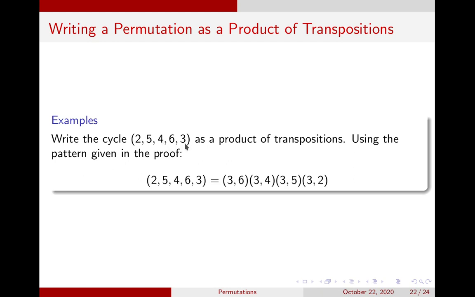And then (3 4), and then (3 5), and then (3 2). So here I've used the pattern given in the proof of the theorem. And now it's fairly easy to verify that doing the calculation on the left, and doing the calculation on the right, gives you the permutation on the left. So for example, let's try calculating what happens when you plug 2 into this product of 4 transpositions.